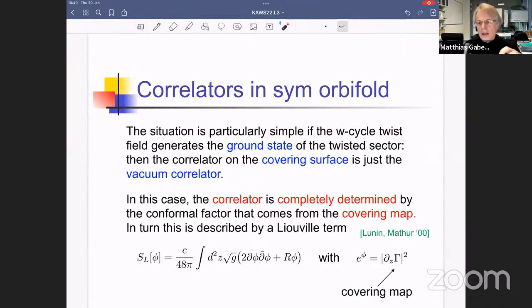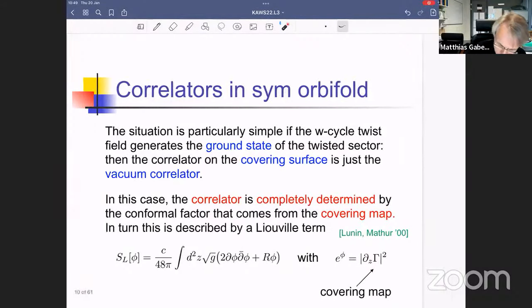So the strategy is, in order to calculate the correlators of the twisted sector ground states, you lift it up to this, at this stage, fictitious surface. You just invent this surface as a means of calculating this correlator, and all the information is contained in the covering map, in this holomorphic map, and then the correlation function can be calculated from this holomorphic map by just calculating the conformal factor that comes from it, and that calculates for you the correlation function of the W cycle twisted sector ground states. So that was the idea of Lunin and Mathur, and that's the idea that we'll also be using in order to describe the correlation functions of the symmetric orbifold.